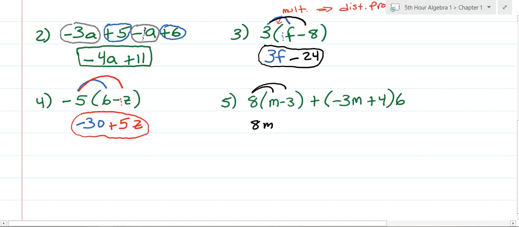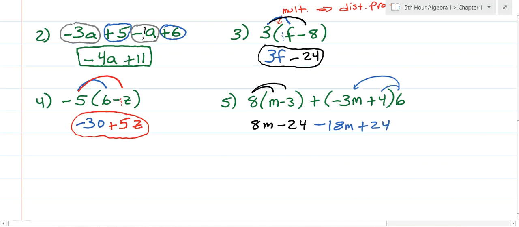Now I'm going to go over to this next one, and notice my number outside the parentheses on the right-hand side. It's still distributive property. So I'm going to go 6 times negative 3m. So positive 6 times negative 3 is a negative 18. So we just write a minus sign, negative 18, and keep the m. And then positive 6 times positive 4 is a positive 24. So we just did 2 distributive properties in the same problem.